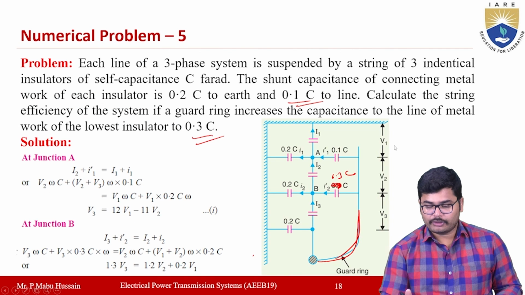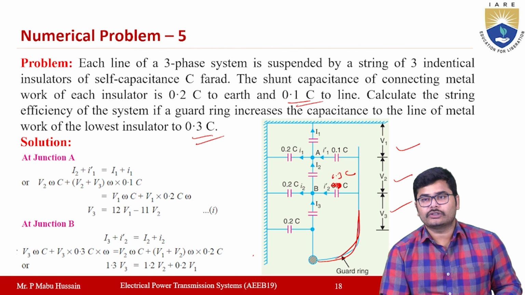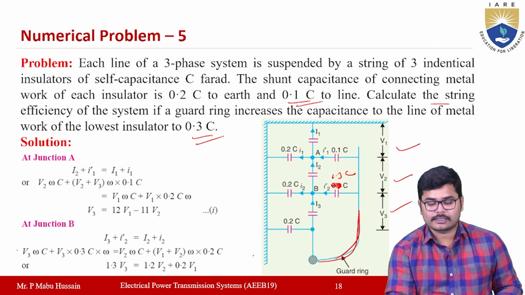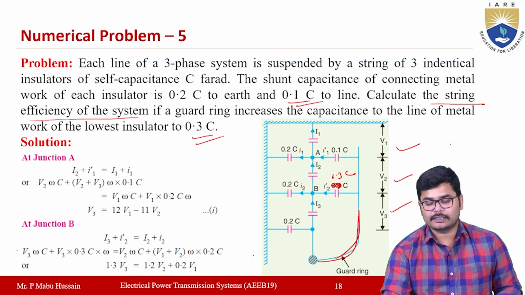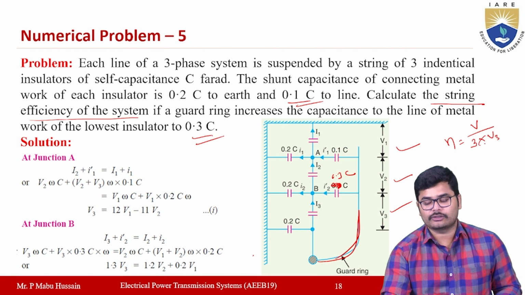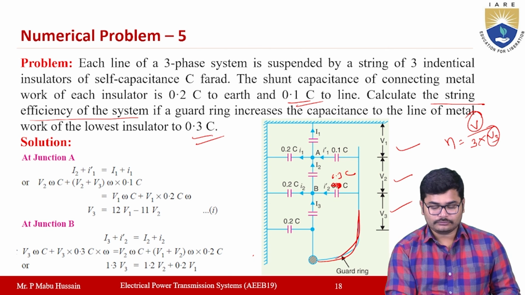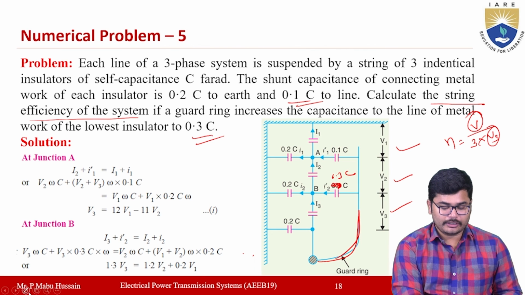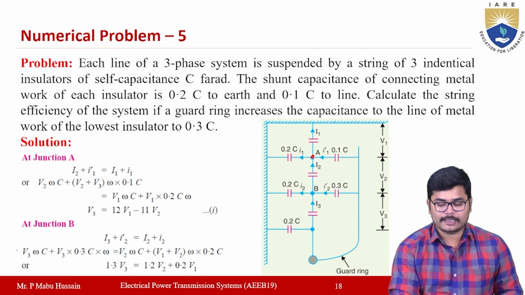Okay, so the final diagram is this one. V1, V2, V3 are the voltages across each insulator disc. Now here you have to calculate the string efficiency of the total system. The string efficiency is equal to the total voltage divided by the number of discs, 3, multiplied by V3. So here you need to find out V and also V3. Now it is similar to the previous problem. You just have to apply KCL at node A and KCL at node B.